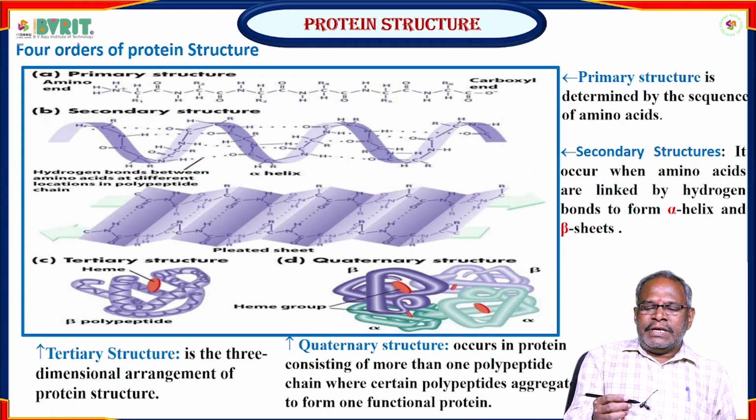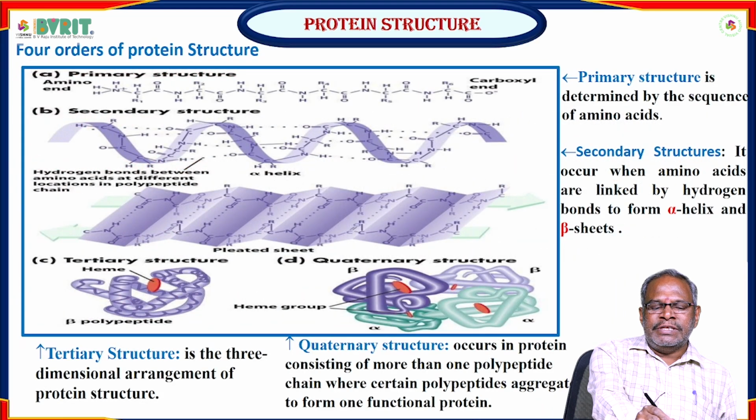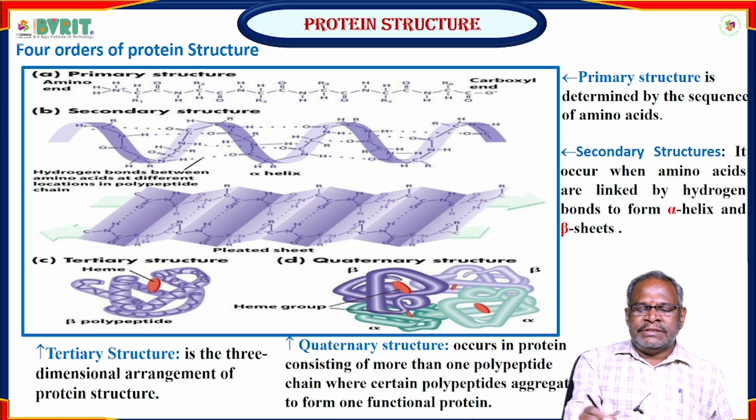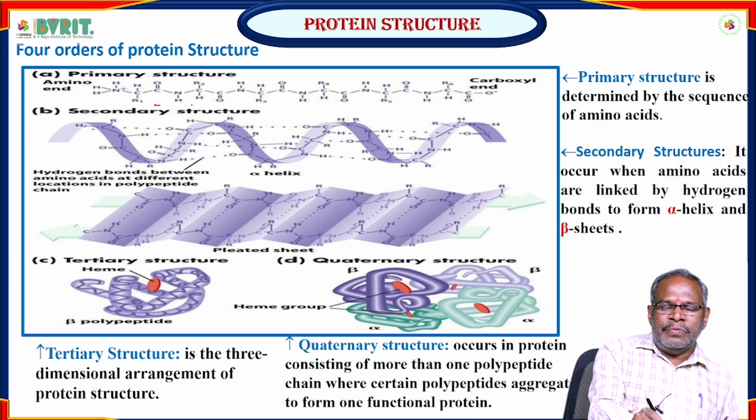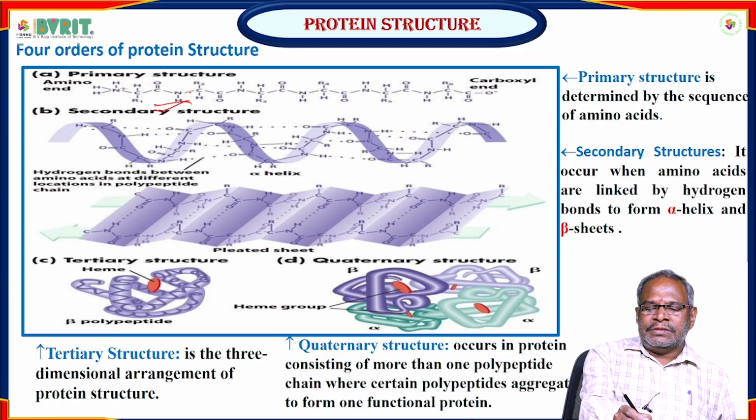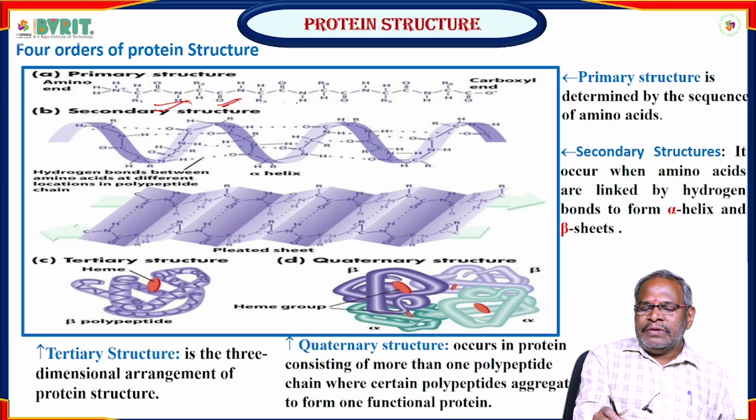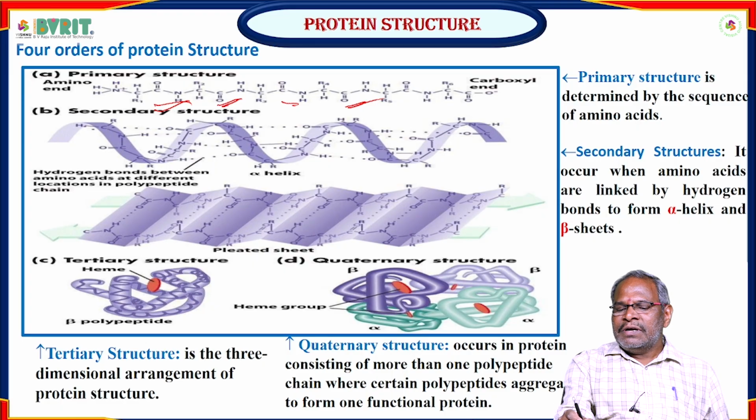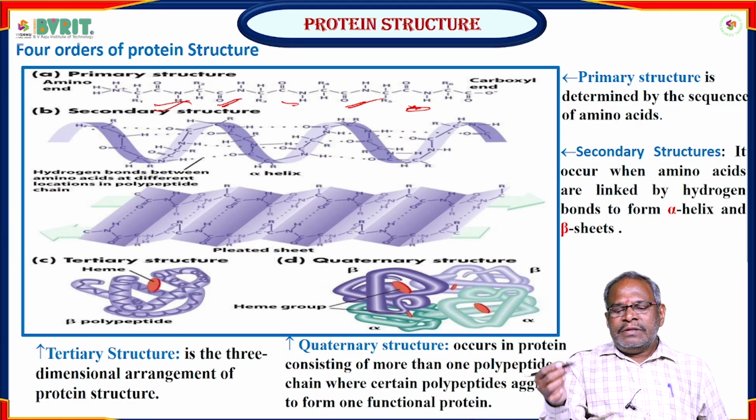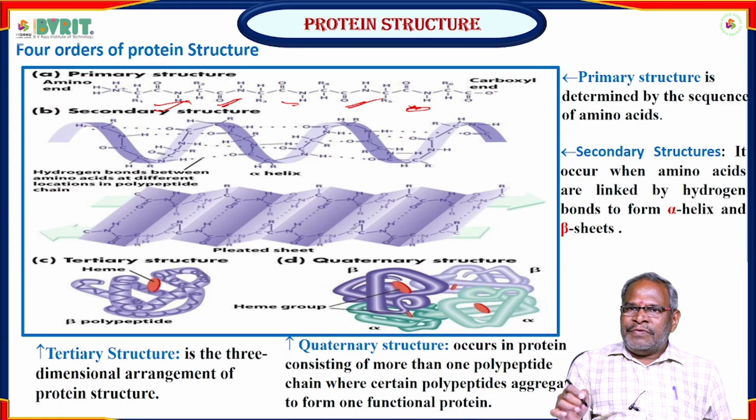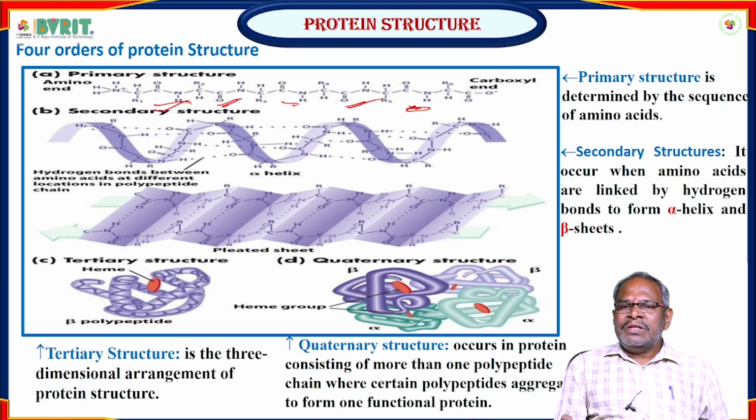This is the primary structure: the arrangement of the sequence. The formula C double bond O NH is for one amino acid. This is the second peptide bond, the third peptide bond, the fourth peptide bond, and the fifth peptide bond. This arrangement of peptide bonds forming the sequence of amino acids is called the primary structure.